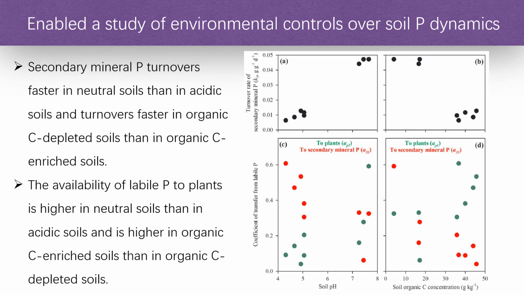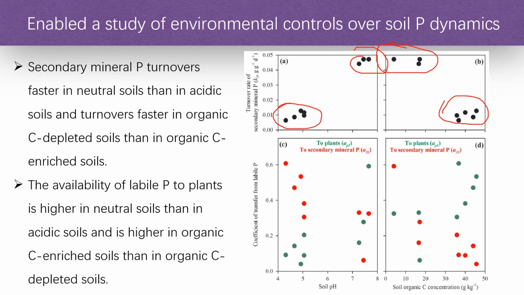Finally, our results enabled a quantitative study of environmental controls over soil phosphorus dynamics. By linking the estimated parameter values with soil physiochemical properties, we found some significant relationships between soil phosphorus dynamics and soil pH and organic carbon concentration. For example, we found that secondary mineral phosphorus turnover faster in neutral soils than in acidic soils, and turnover faster in organic carbon depleted soils than in organic carbon enriched soils.